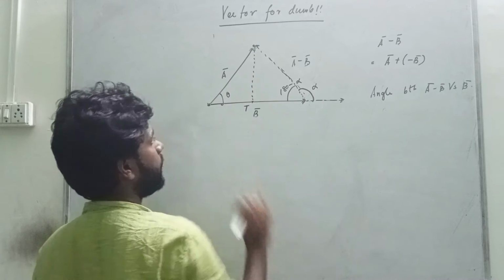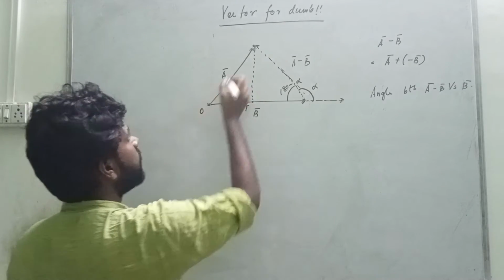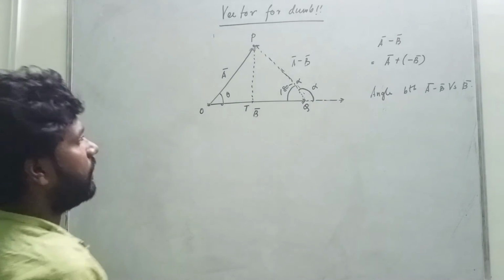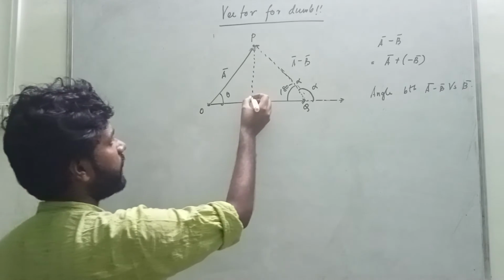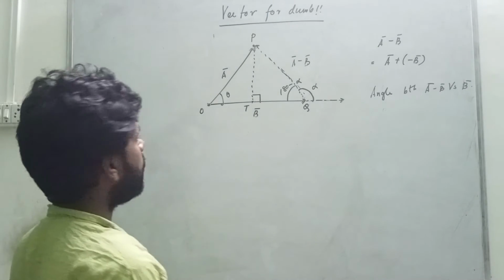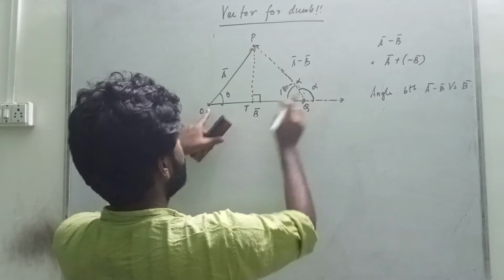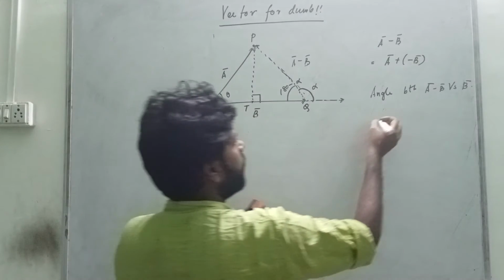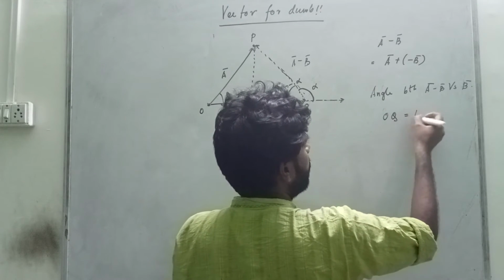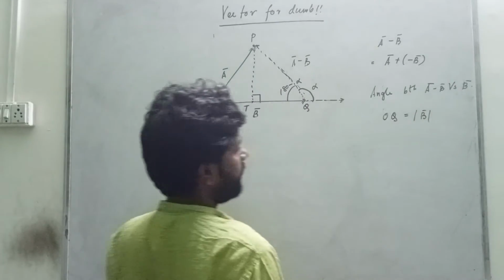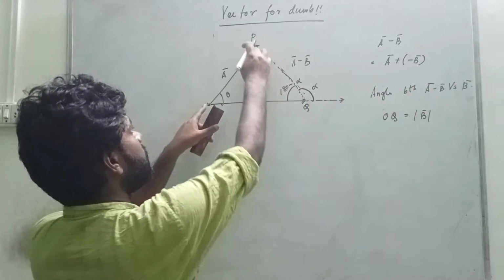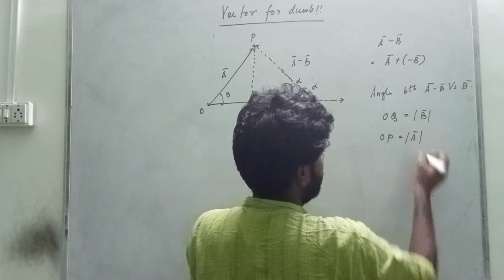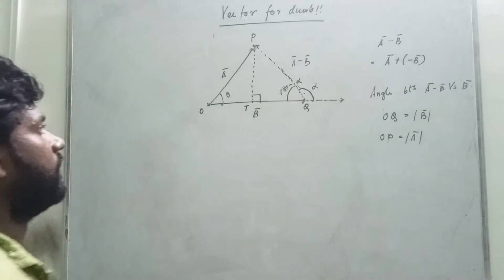Just name it T. Okay, it's O, it's P, it's Q, it's T. Now it's a right angle triangle here. First of all, OQ means the length of vector B, I mean the magnitude of vector B. And OP means the length of vector A, I mean the magnitude of vector A.